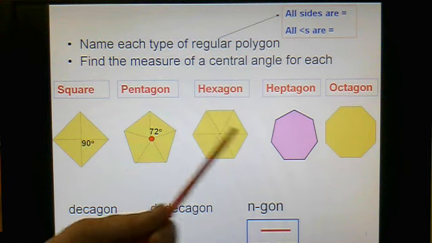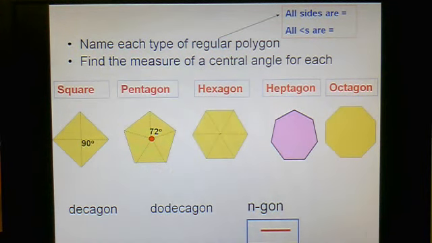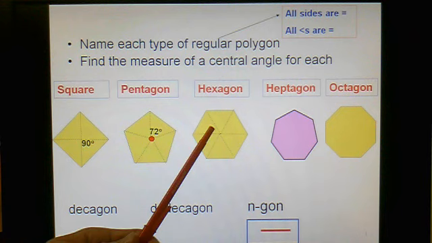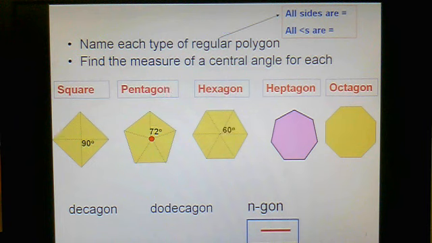Again, do the same thing for a hexagon. Draw in all these radii, which of course means you're drawing 6 radii. I'm sure you can figure out each of these angles. Again, I suggest you pause and work on this. You should eventually get 60 for each of these.